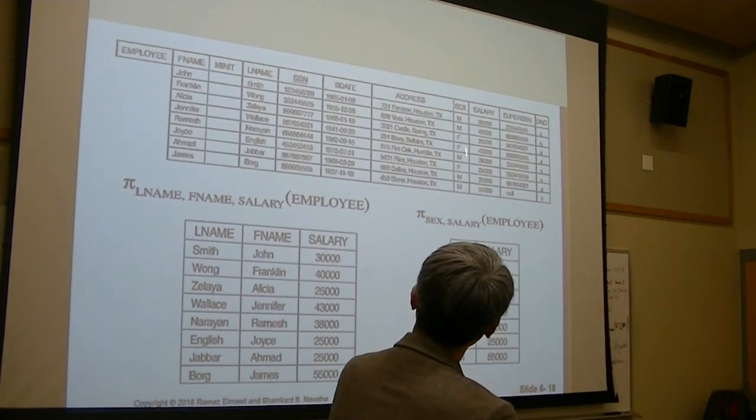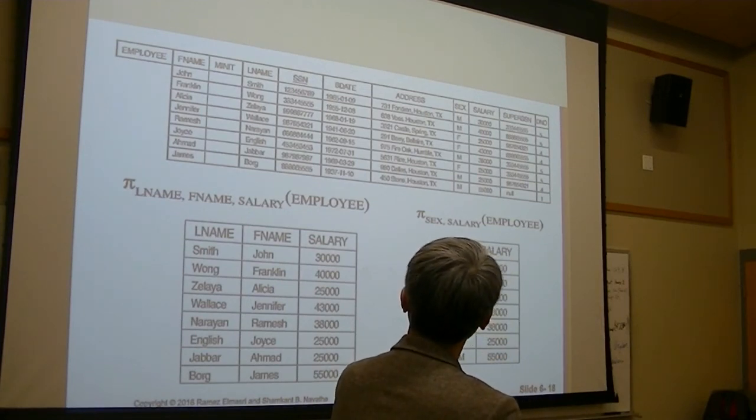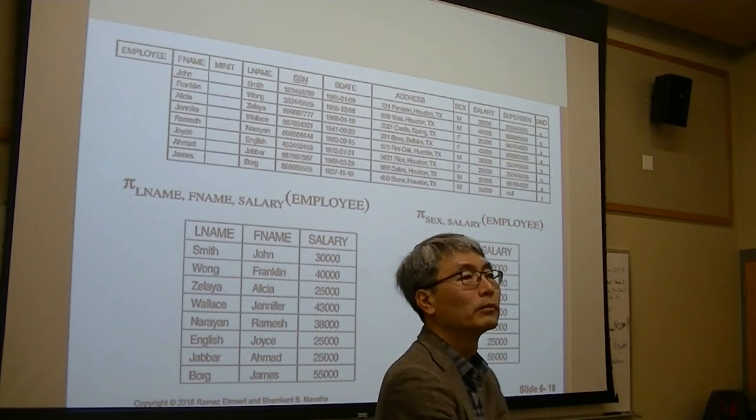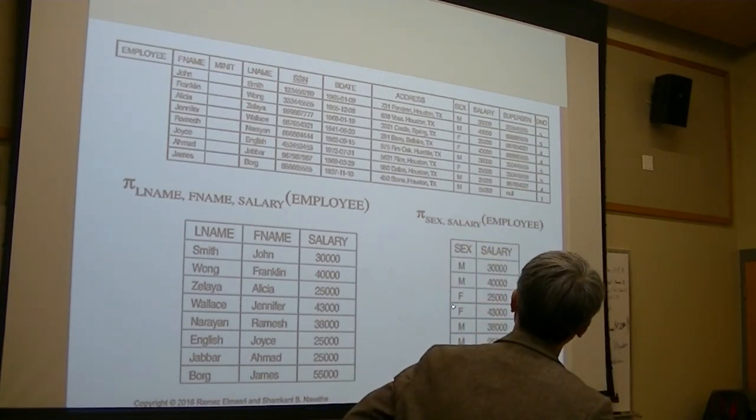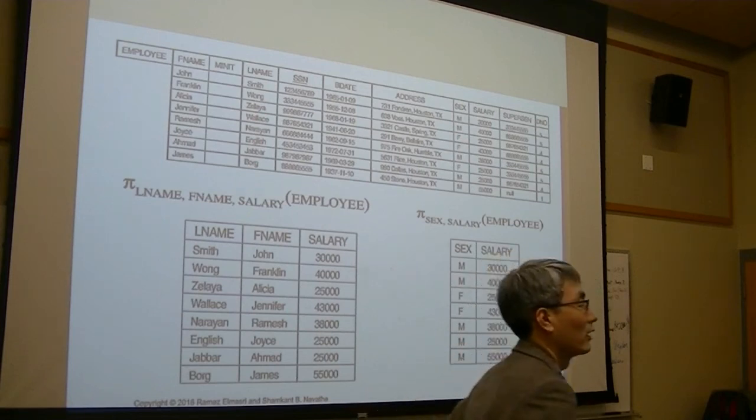We access the same employee table, but the number of output rows will be different. So which one? Female, 25K. So for example, Alice, female 25K, and Joyce English, female 25K.